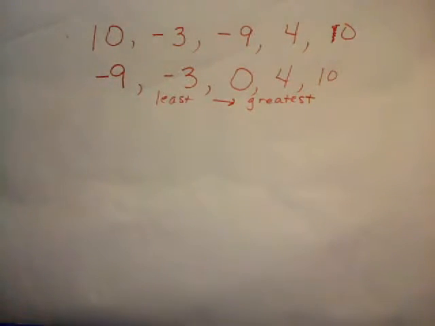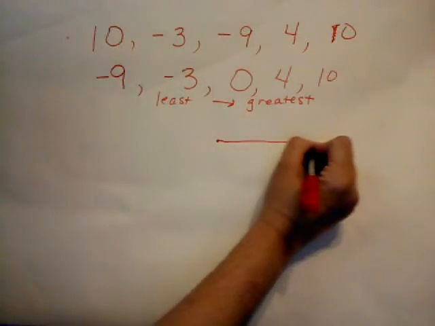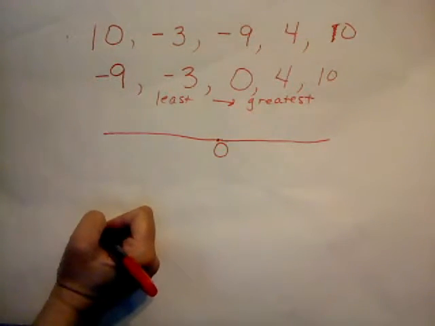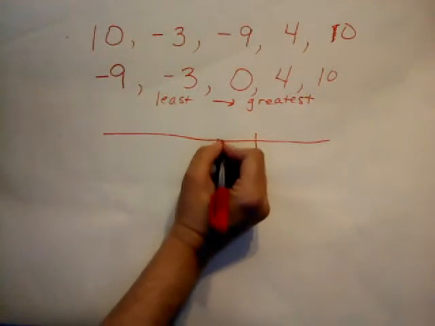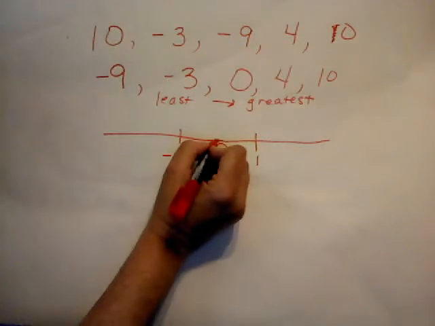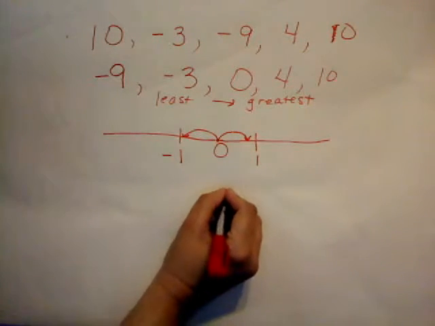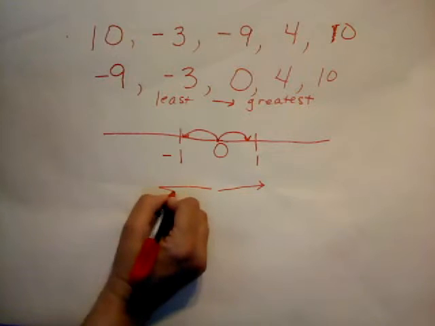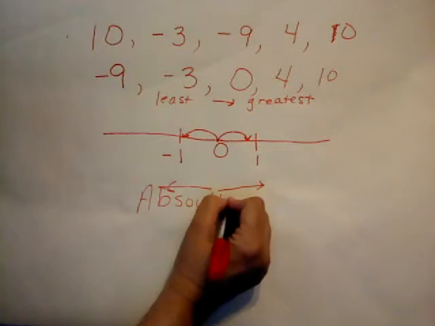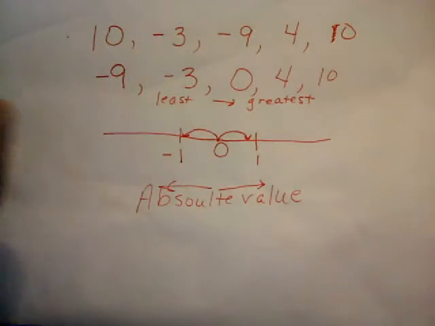The absolute value of a number is the distance of that number from 0 to wherever I am going on the number line. This is 0. How far is it from 0 to 1? It's 1. How far is it from 0 to -1? It's still 1. We went one space. So it does not matter if you're going forwards on the number line or backwards on the number line. If you were talking about absolute value, it is the distance from 0 to that number.